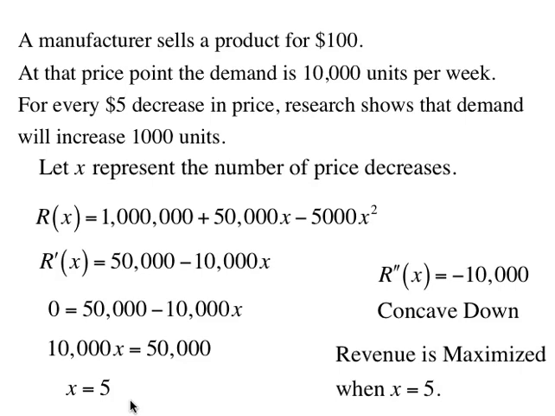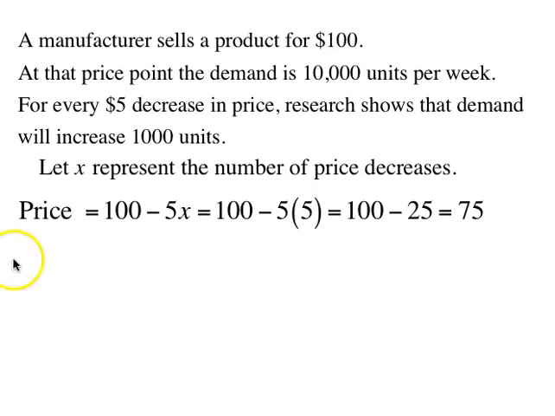Remember, that meant 5 decreases. Each decrease was $5. So we're going to knock $25 off the price. So it'll go from 100 to 75. Our price function was 100 minus 5x. We said we had maximum revenue when x is 5. 100 minus 5 times 5, 100 minus 25 is 75.